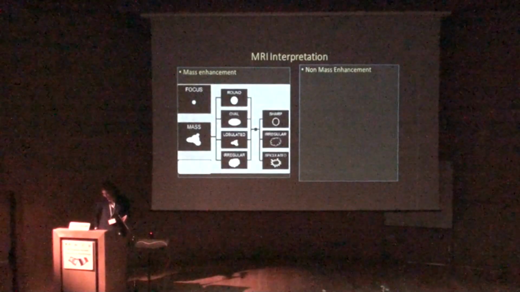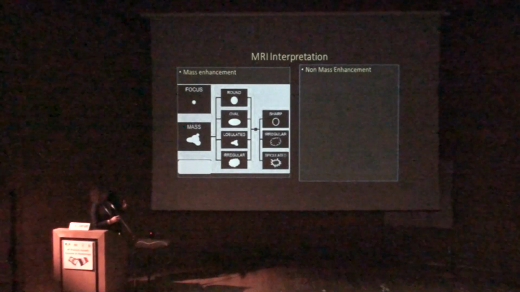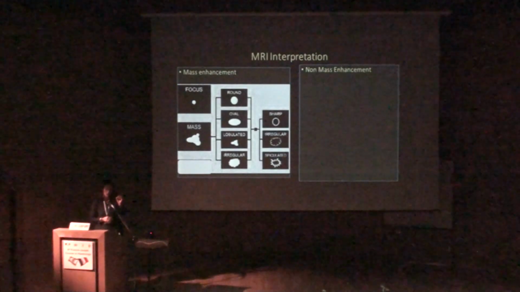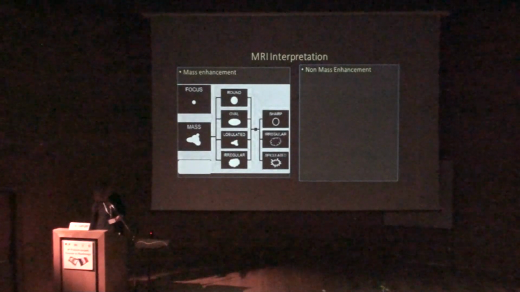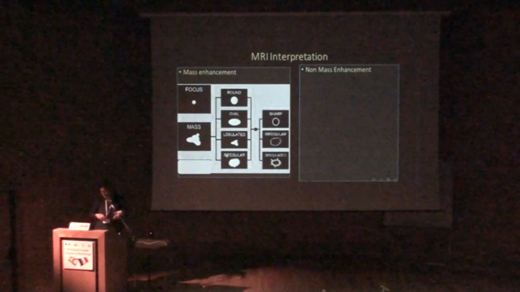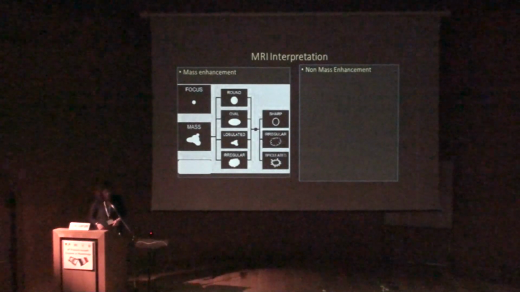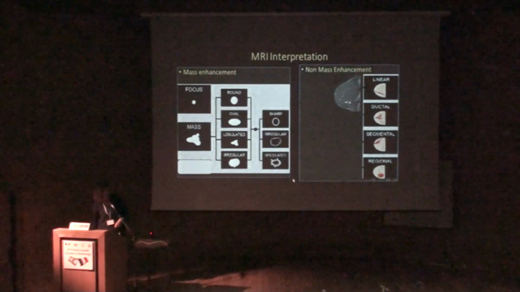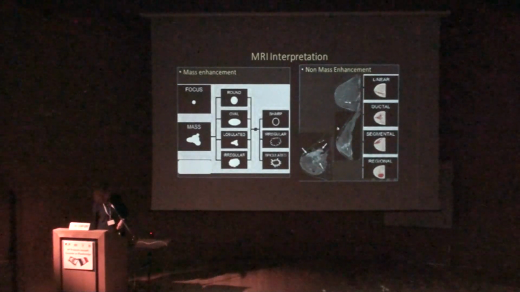So when we are looking at the MRI, there are mass and non-mass enhancement, and for the masses, according to the lexicon, and also something that we can see only on MRI is the focus, which is a small lesion, smaller than 0.5 centimeter. For the mass, we describe whether they are round, oval, and the margins. The more irregular the mass is, the more suspicious it is for malignancy. And for the non-mass enhancement, we describe whether it is linear, ductal, segmental, or regional.